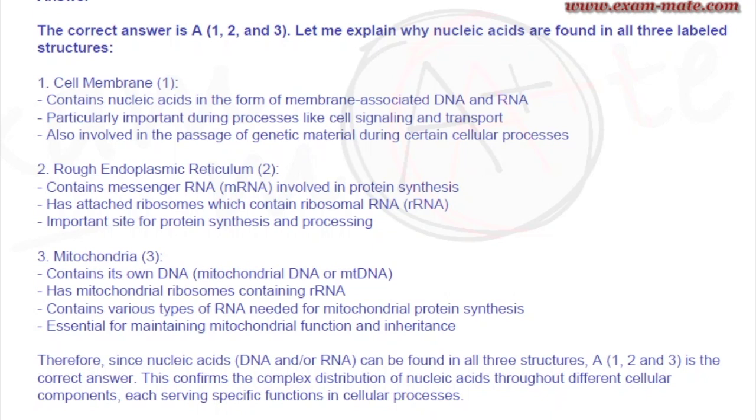Therefore, since nucleic acids, DNA and/or RNA, can be found in all three structures, A, 1, 2, and 3, is the correct answer. This confirms the complex distribution of nucleic acids throughout different cellular components, each serving specific functions in cellular processes.